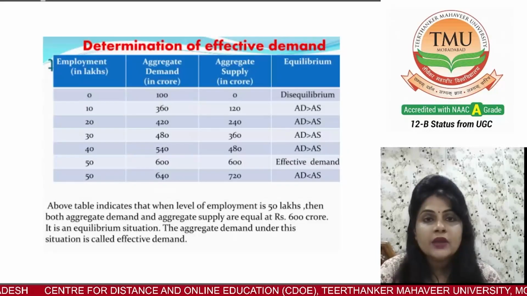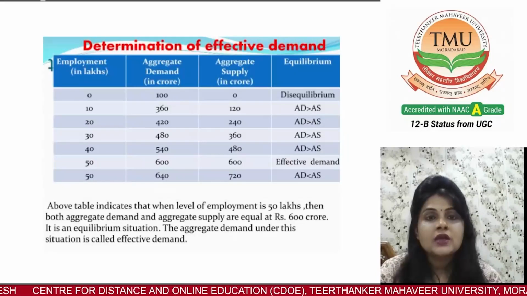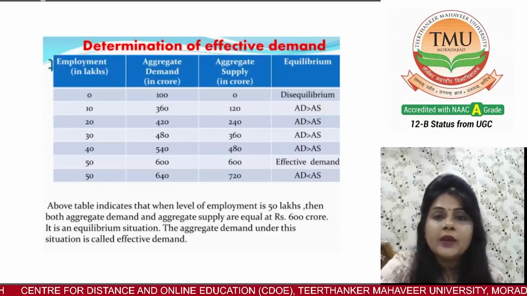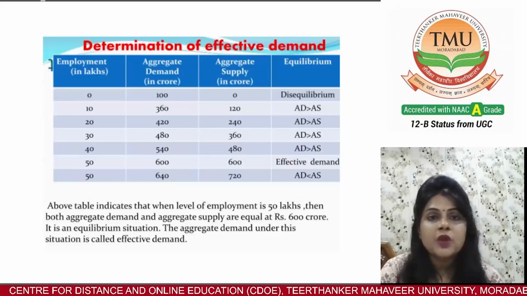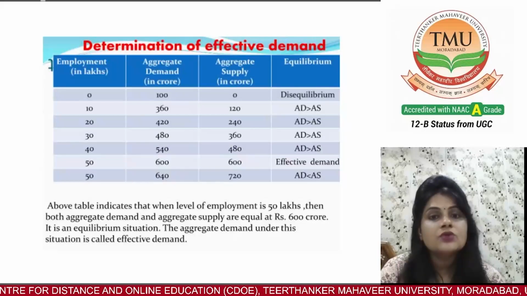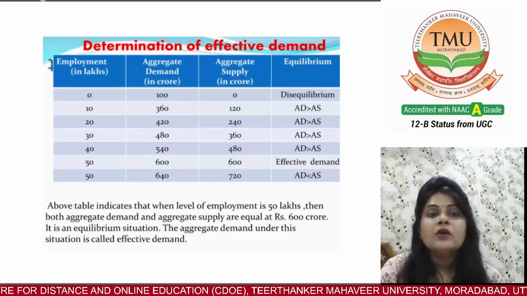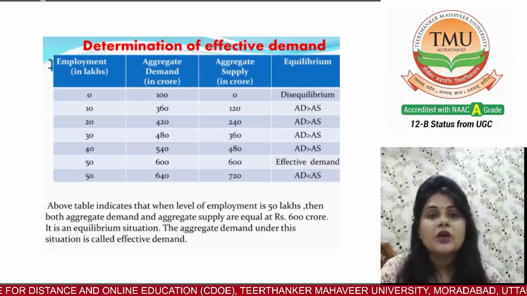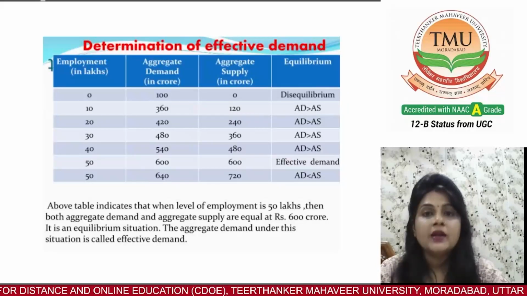It is the point where 50,000 is the full employment level, and at this point aggregate demand is 600 and aggregate supply is also 600, and it is called effective demand.